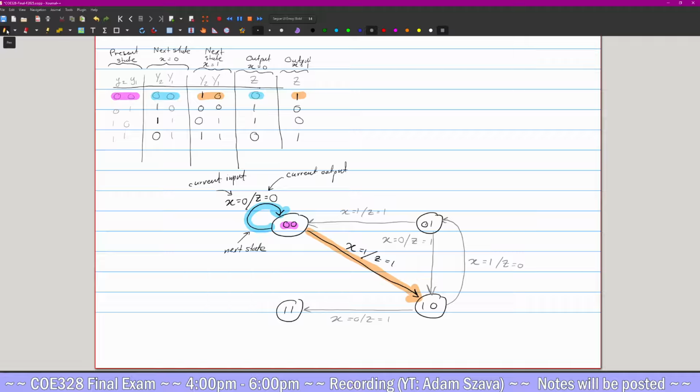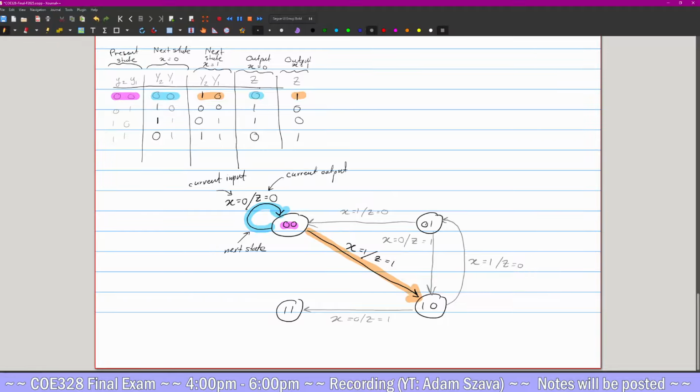Someone's asking for the line going from 0, 1 to 0, 0. When X is 1, shouldn't Z be 0? Yeah, that makes sense. That's this value right there, right? We're going from 0, 1 to 0, 0. That means X is 1. So my output Z is 0. Yes, thank you.